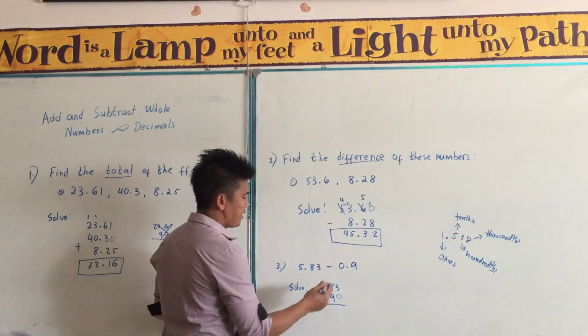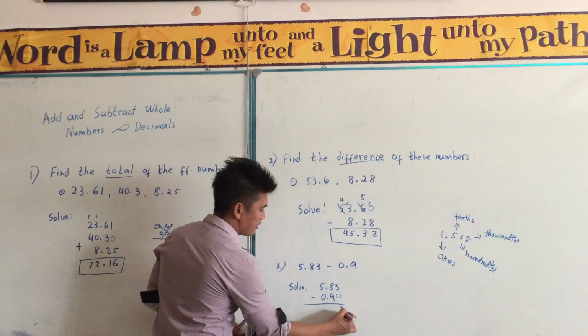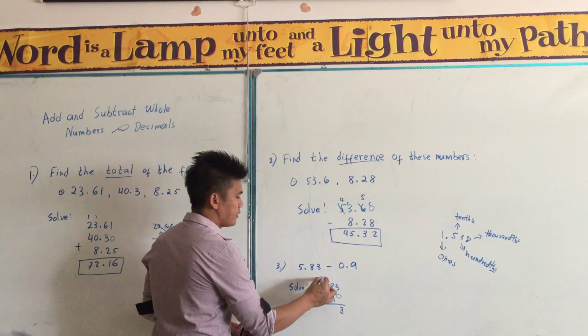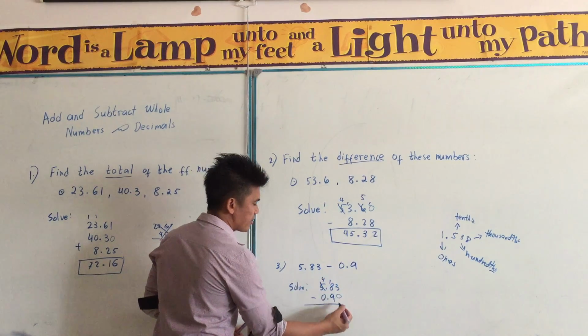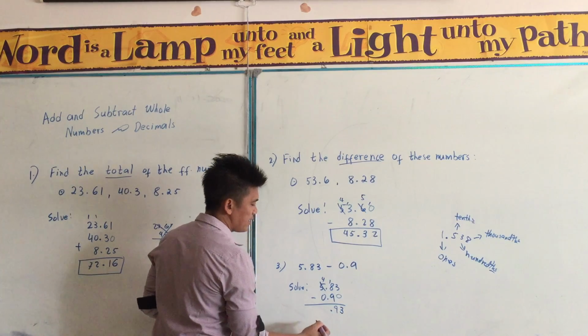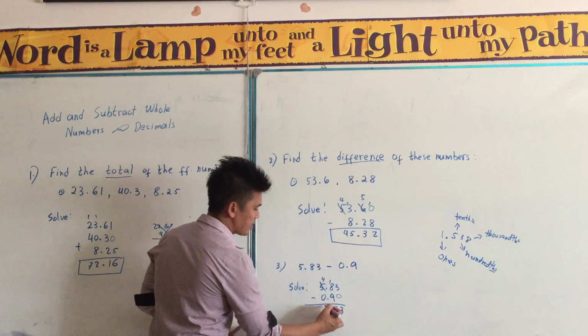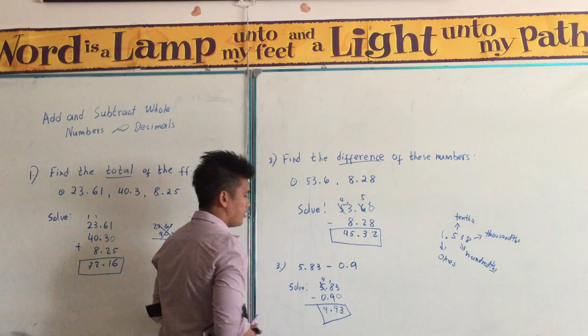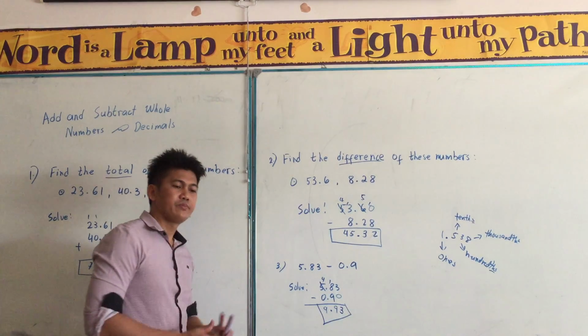Okay, then start to minus. 3 minus 0 is 3. 3 minus 9, need to borrow. 8 becomes 7, 3 becomes 13. And 13 minus 9 is 4. Then bring down the decimal, and 5 minus 0 is 5. Okay, so this is your final answer.